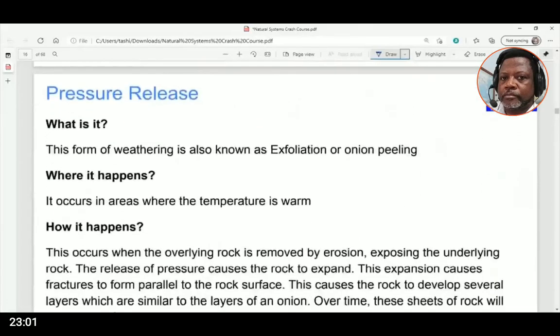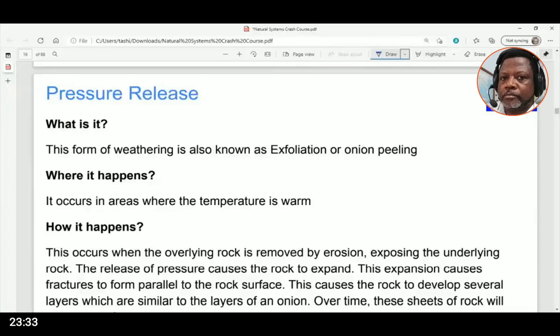Next one is pressure release. Remember when we spoke about the sedimentary rock, and we spoke about the layers that are there, but once you have something that is constantly on it, it's pressured and compacted. Do you remember that? Yes, miss. All right. So this is a little similar. The only thing is that it's not water that we have.